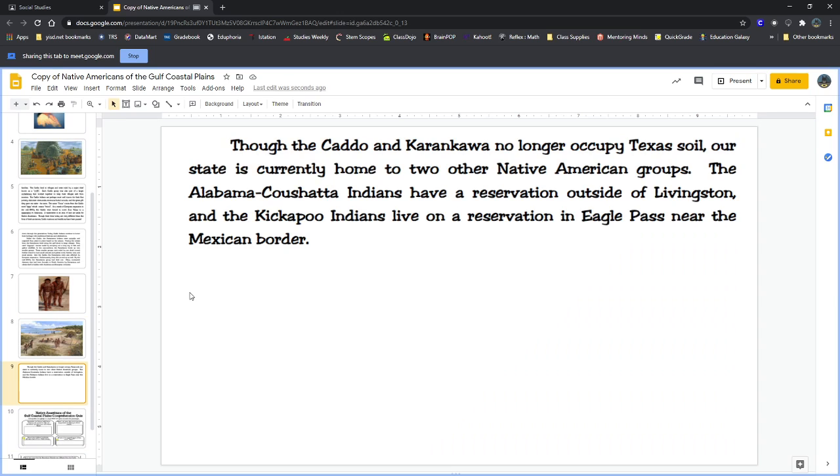Although the Caddo and Karankawa no longer occupy Texas soil, our state is currently home to two other Native American groups. The Alabama Coushatta Indians have a reservation outside Livingston, and the Kickapoo Indians live on a reservation in Eagle Pass near the Mexican border.